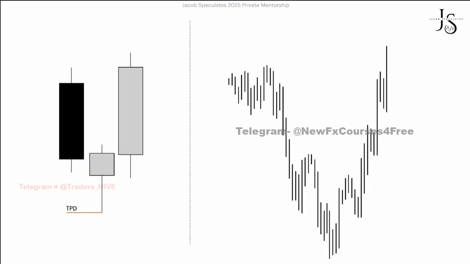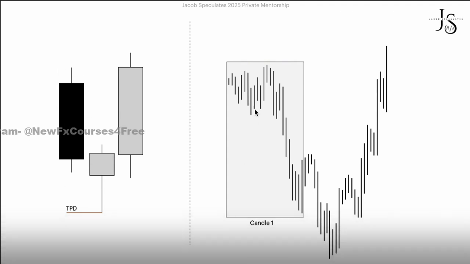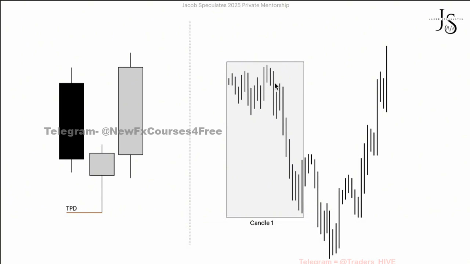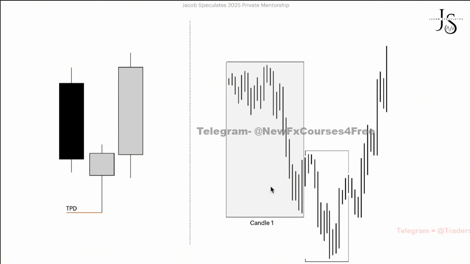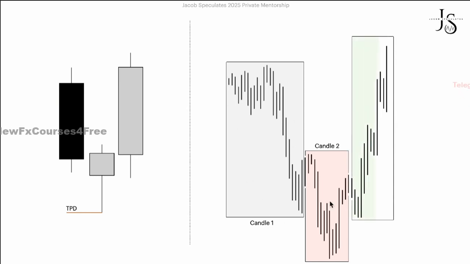But if we take a deeper dive and see what it would look like through the lower time frame perspective, we can see that we have candle 1 right here. So this entire candle, which would be candle 1, think of it on the lower time frame. This is how it would look. And then we have candle 2 right here, so it would be the actual TPD. And then we have candle 3. So this portion of price action would represent candle 1, this would represent candle 2, and this would represent candle 3.